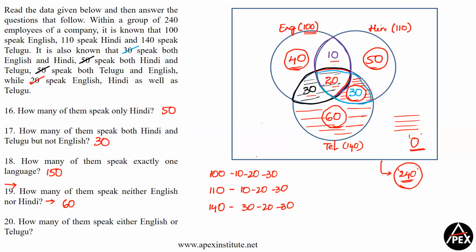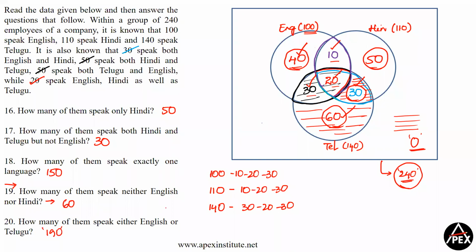How many of them speak either English or Telugu? So you need to find the sum of all the regions with English as well as Telugu. So we have 40 people speaking English. These 30 speak English. These 20 speak all the three. These 10 speak English. Telugu. So all these regions have people who speak either English or Telugu, isn't it? So you have a total of 190.